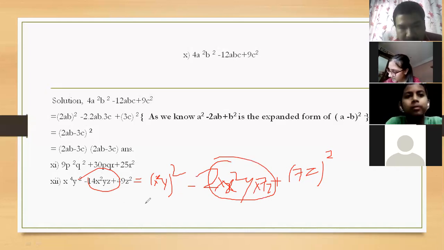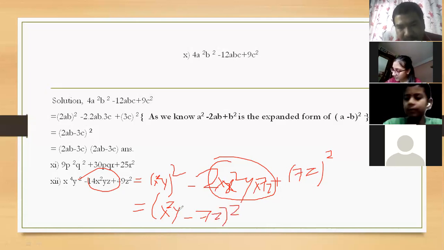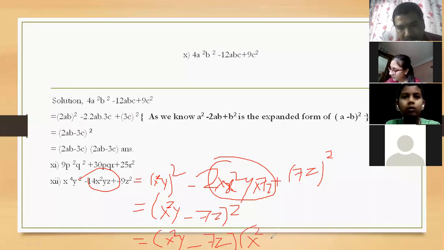Now it is a square. It is the formula, which one can you tell? A minus b whole square formula. Good. This is 7z whole square. Okay, x square y minus 7z whole square. It means how many factors are there? Two factors. One factor is x square y minus 7z, and another factor is also x square y minus 7z.